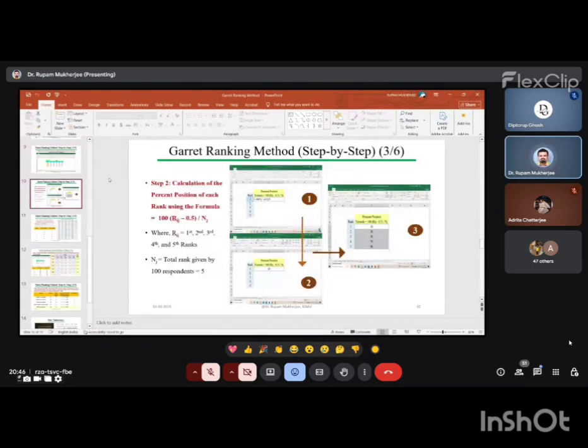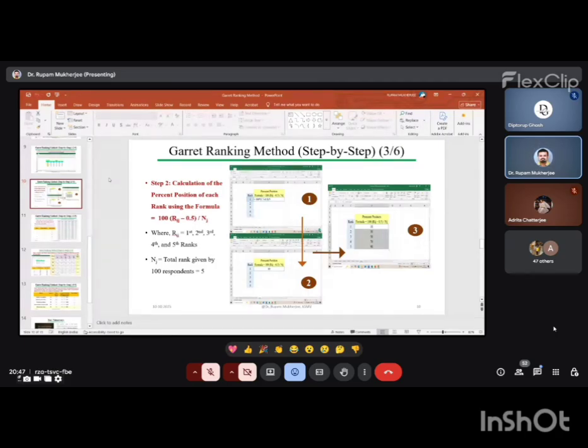Okay. Now come to step 2. This is a very important step, and it is actually for finding out the percent position for each rank. How many ranks are there? There are 5 ranks: 1, 2, 3, 4, and 5. Because 5 factors are there, so maximum 5 ranks will be there. If there are 7 factors, then there will be 7 ranks. If there are 3 factors, there will be 3 ranks. So here I have considered 5 factors, so there will be 5 ranks.